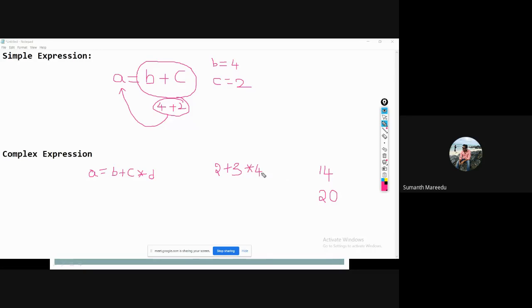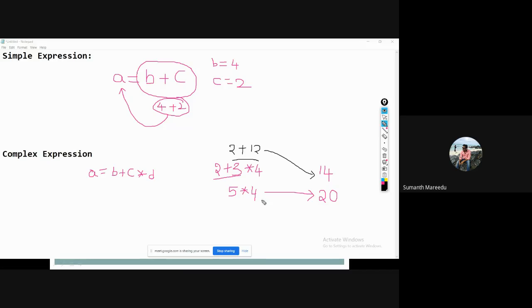So I have two possibilities for this expression. I can say 2 plus 3, 5, into 4. If I solve like this, it is one way. Or 4 into 3, 12, then 2 plus 12, 14. Yes, we follow the BODMAS rule. Wait, I'll tell you.